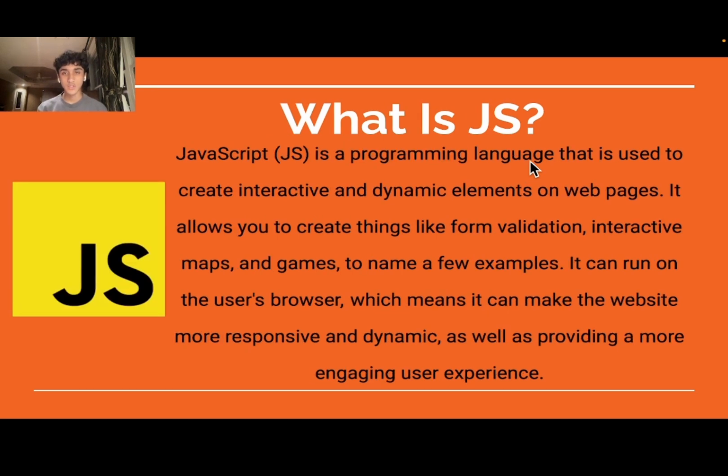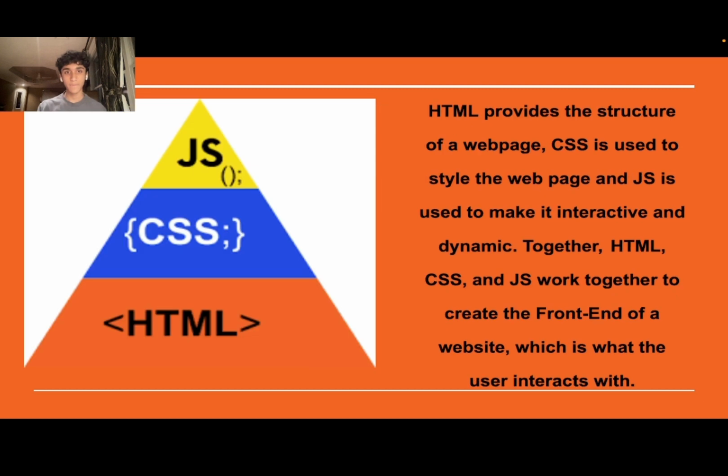Now, what is JS? JS, many of you guys may have heard of, like JavaScript. JavaScript is a programming language that is used to create interactive and dynamic elements of web pages. It allows you to create things like form validation, interactive maps, and games, to name a few examples. It can run on users' browsers, which means you can make a website more responsive and dynamic as well as providing a more engaging user experience. To summarize, JavaScript basically creates functionality for a website.